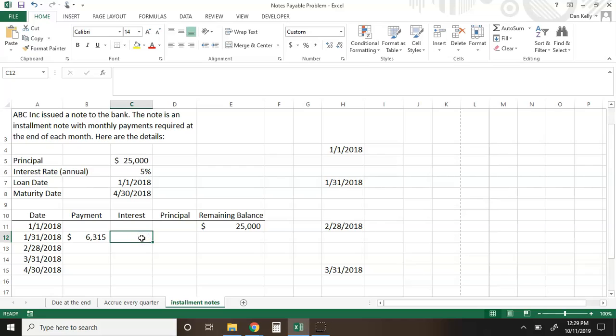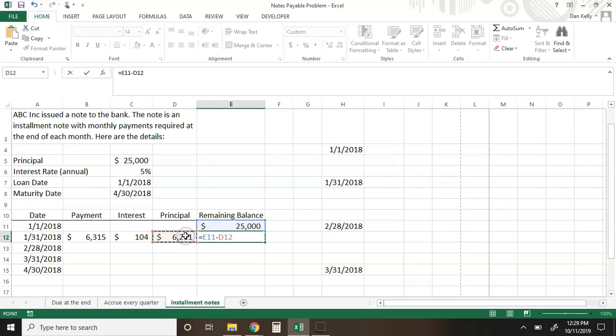Okay, and then the interest calculation is based on how much was being loaned out times the annual interest rate, and we'll divide it by 12. So that's $104, and the principal is simply, you made a payment, 104 went to interest, how much goes to principal? 6211, and then the remaining balance would be 18,789, which is taking the 25,000 less the 6211.